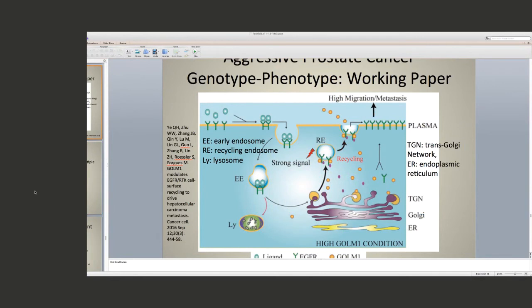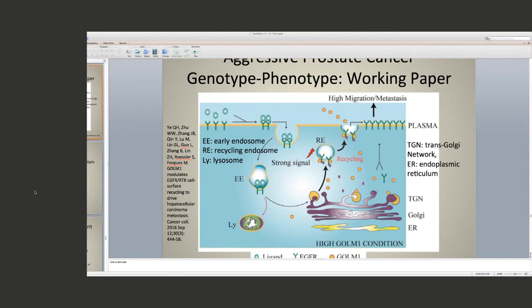And GOLM1, what it does in liver cancer, and there's evidence also for it in prostate cancer, is it recycles an oncogenic gene, EGFR, epidermal growth factor receptor, to the cell surface. What that means is these tissues are going to be highly proliferative. They're going to be growing. You're going to be growing large tumors.